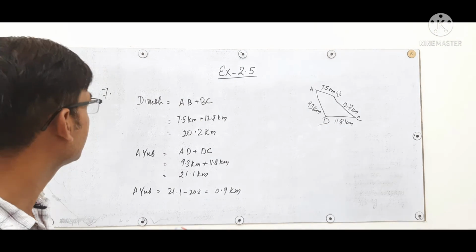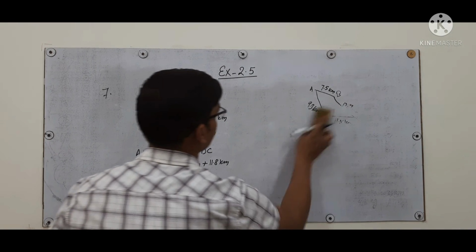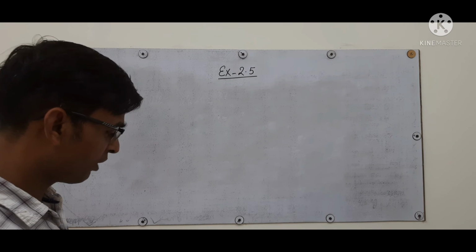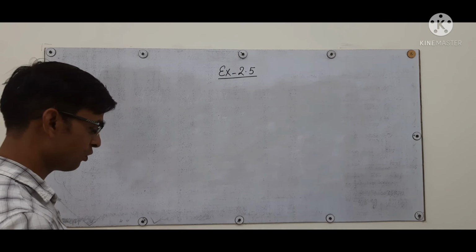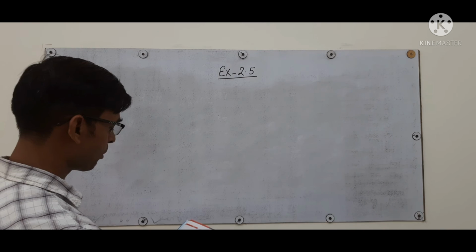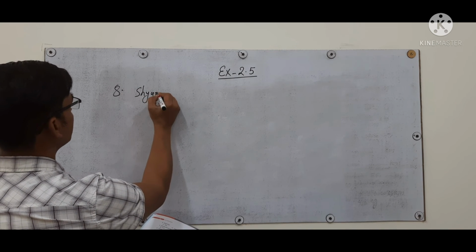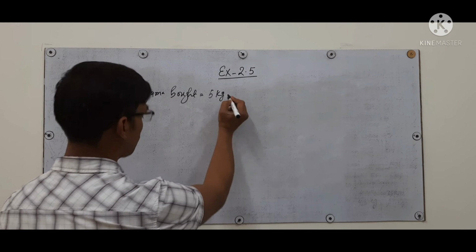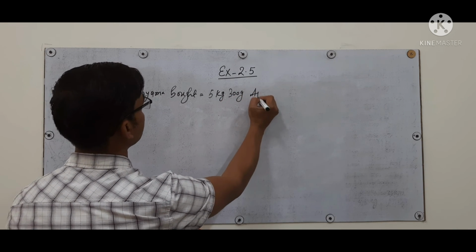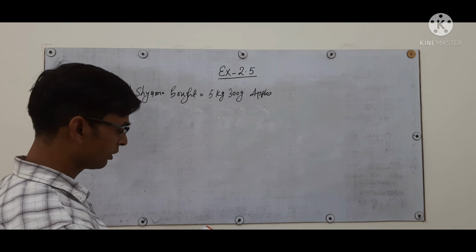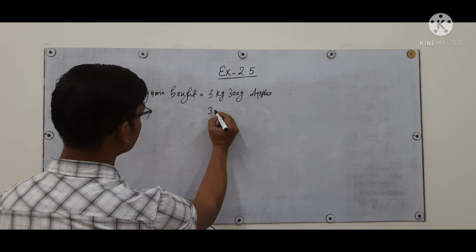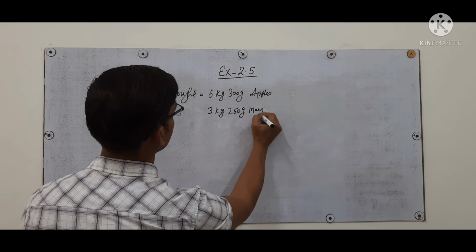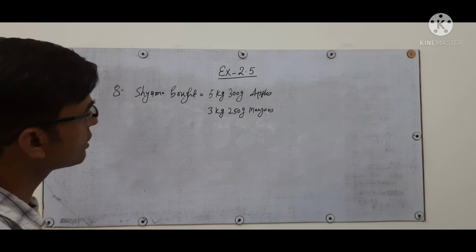Okay students, now I hope that you have understood this question also. Now we will proceed to solve question number 8. And question number 8 is also now on your screen, so you just read it carefully. Question number 8 is Shama bought 5 kg 300 gram apples and 3 kg 250 gram mangoes. So what Shama bought? We will just write here. Shama bought 5 kg 300 gram apples, and another she bought 3 kg and 250 gram of mangoes. Okay, she bought two things, that is apples and mangoes.